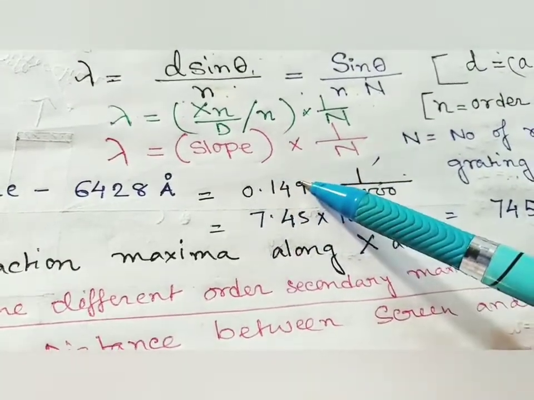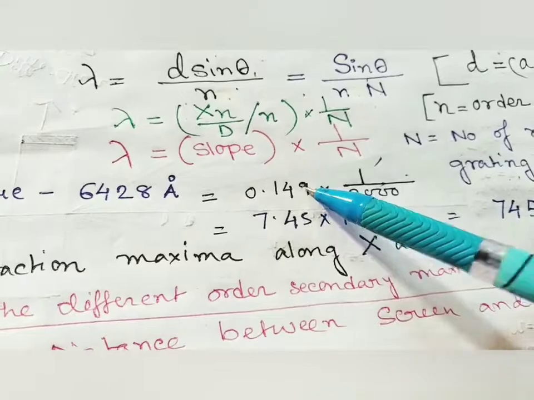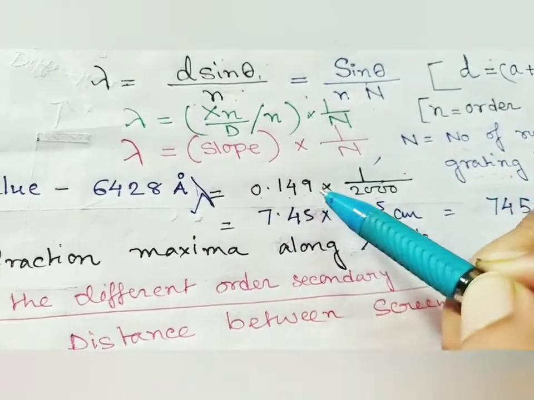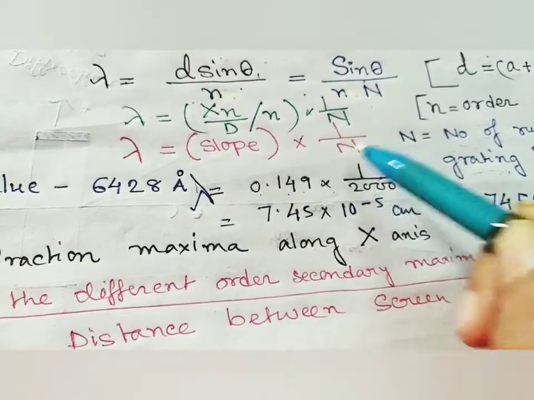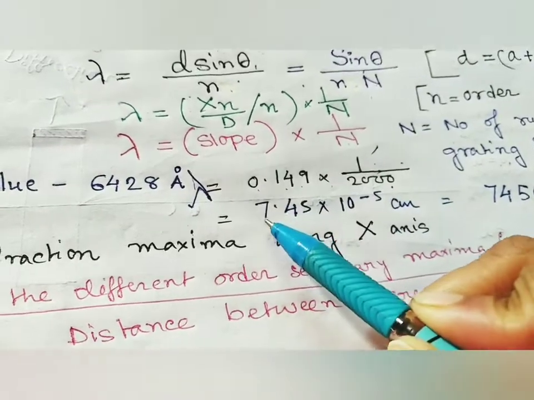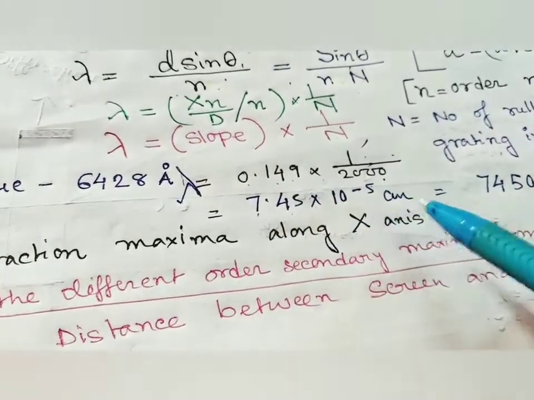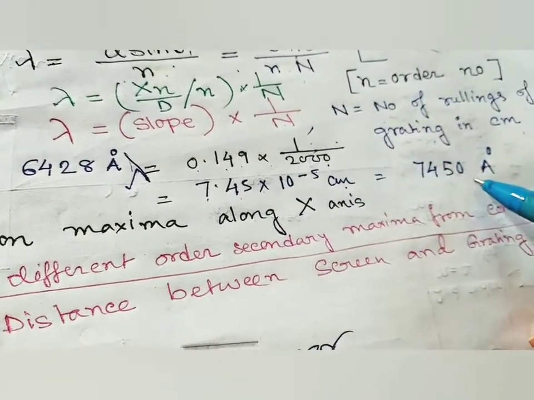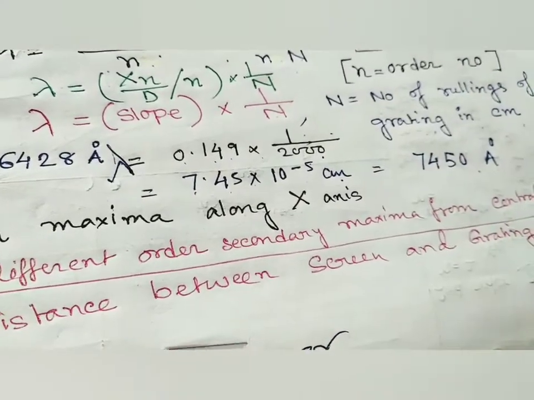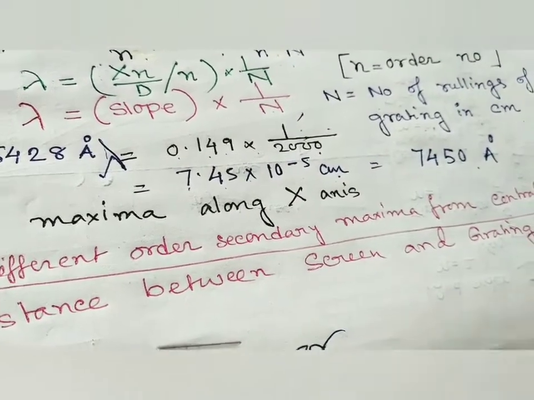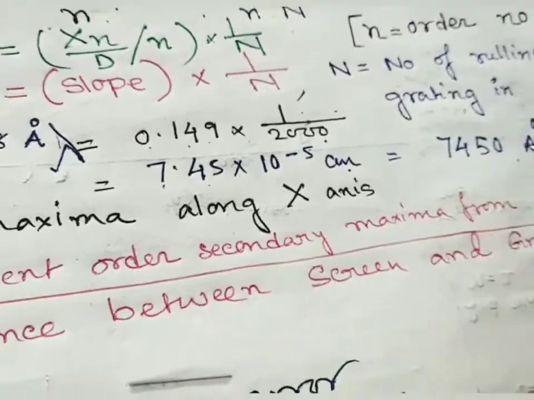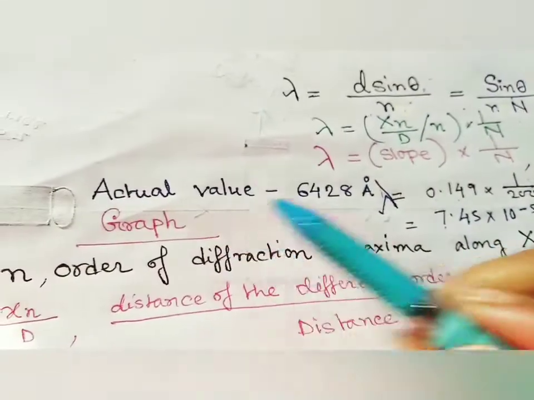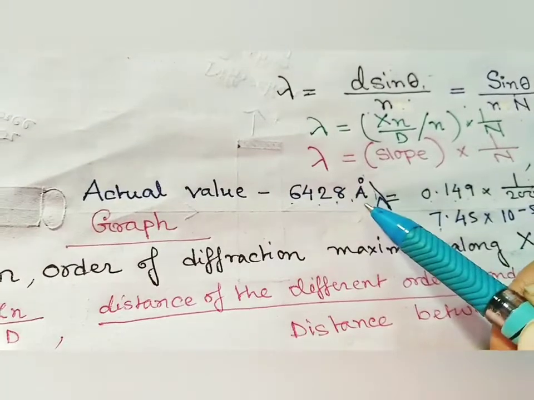Next, I put the slope value in the working formula and got lambda equals 0.149 into the number of rulings of the grating. So I got 7.45 into 10 to the power minus 5 centimeter. Converting it into angstrom, where 1 angstrom is 10 to the power minus 10 meter, I am getting 7450. The actual value is 6428 angstrom.